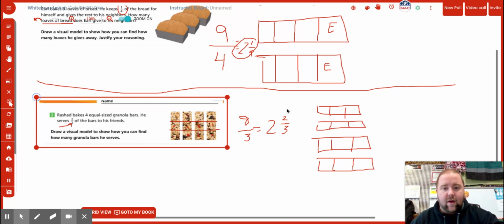Now, if we're unsure how I got 2 2/3 or how I got 2 1/4 in the problem above, remember, we would just do 3 goes into 8 because we dropped this 8 down on the inside. 3 goes into 8 2 times. 3 times 2 is 6. I subtract. I get 2. That is going to be my numerator. And then my denominator, which is 3, stays the same.